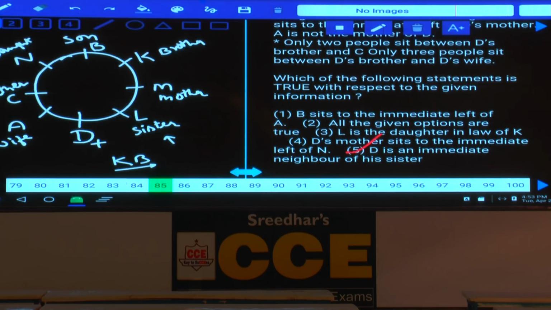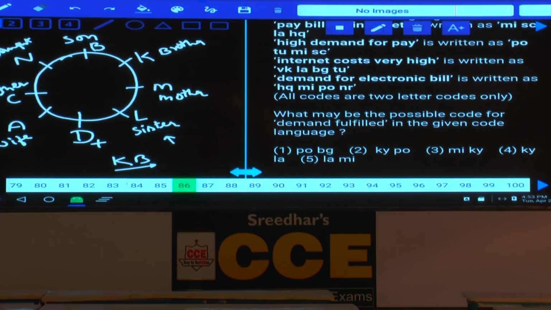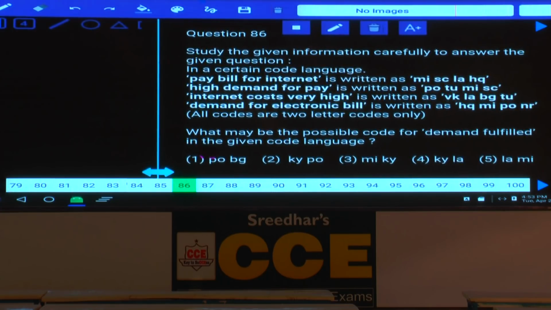Now in question numbers 86 to 90, it is based on coding and decoding. In this coding and decoding, first we need to compare statements 1 and 2. If you compare these two, pay bill for internet, high demand for pay, the words common here are for and pay. And if you compare the first, second and the fourth, tell me which is the only word which is common here? For is the only word which is common. First sentence, second sentence and the fourth sentence, for is common here.